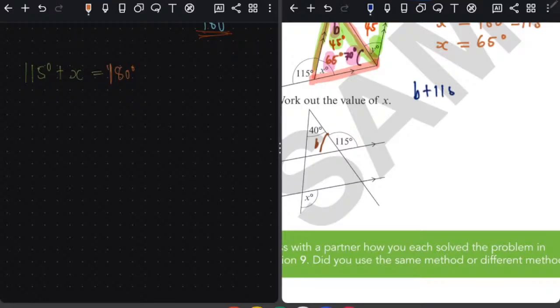Yes, B plus 115 degrees will give you 180 because they're on a straight line. So you now say B will be 180 degrees minus 115. What is the answer? It is what? 55. Well done. So this is 55. 65. So this is 65.